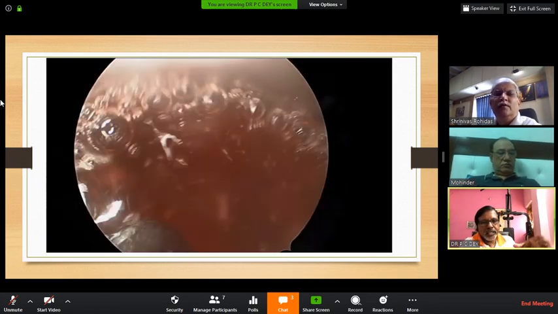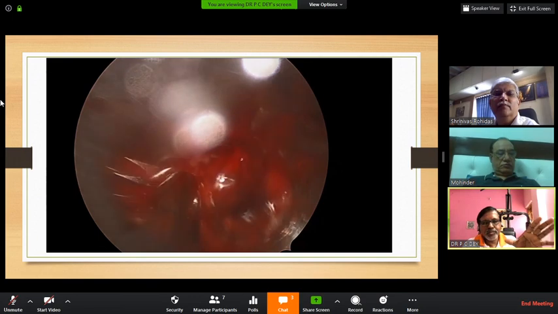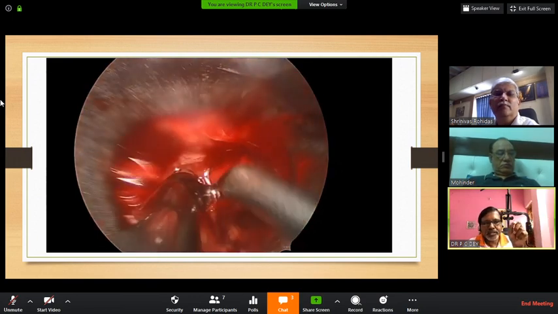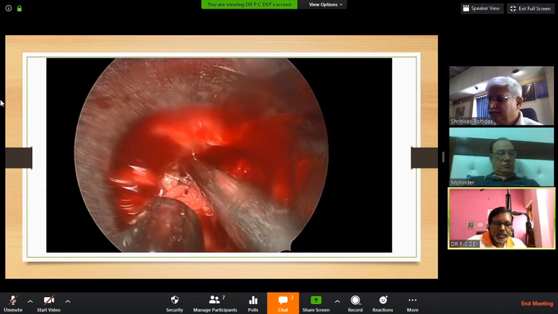So this is the irrigation, normal saline irrigation, so that we confirm there is no residual or any free fragment left out in this space. And then this completes your surgery.